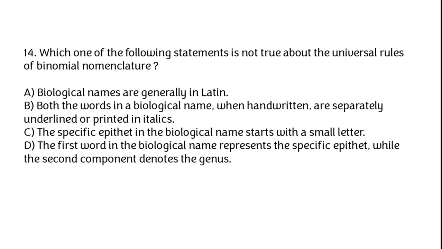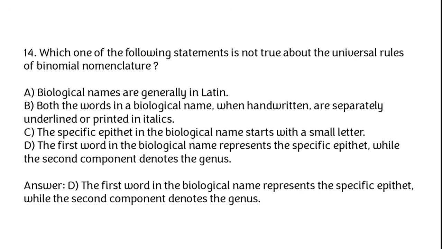Which one of the following statements is not true about the universal rules of binomial nomenclature? Correct answer is D. The first word in the biological name represents the specific epithet, while the second component denotes the genus.